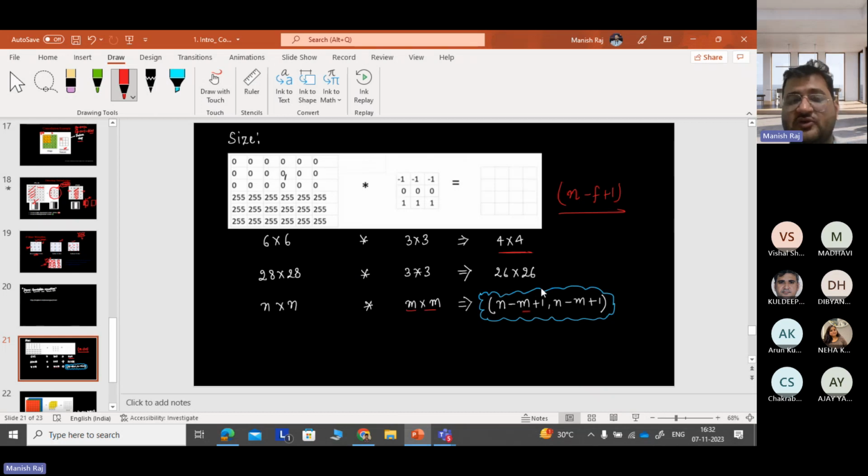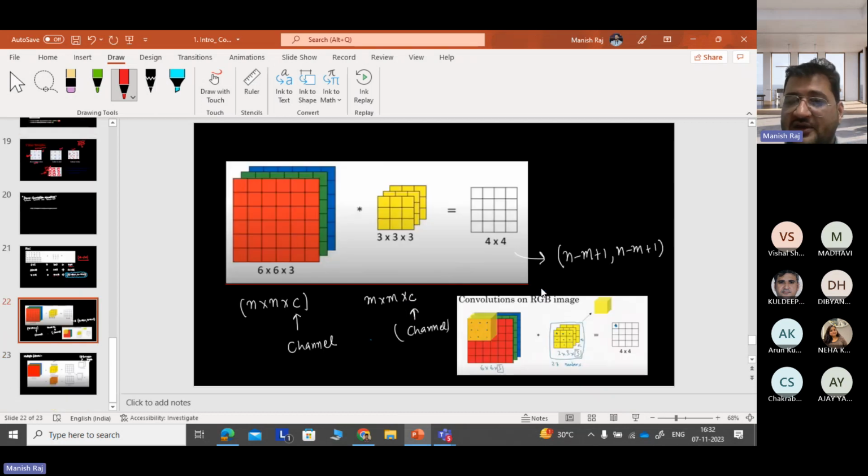Now, this is the story with the 2D case. If I am telling you, this is the story for RGB images. So we have the 3 channels. Now you can see here, you can understand this channel as this type of structure.